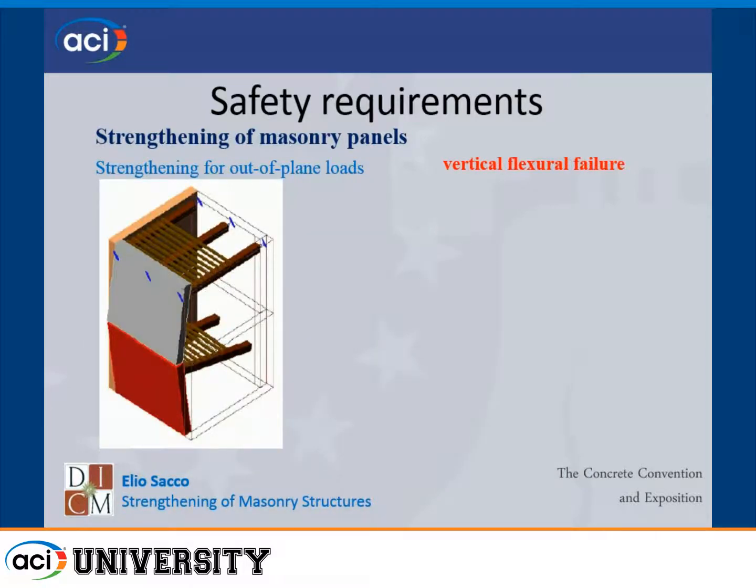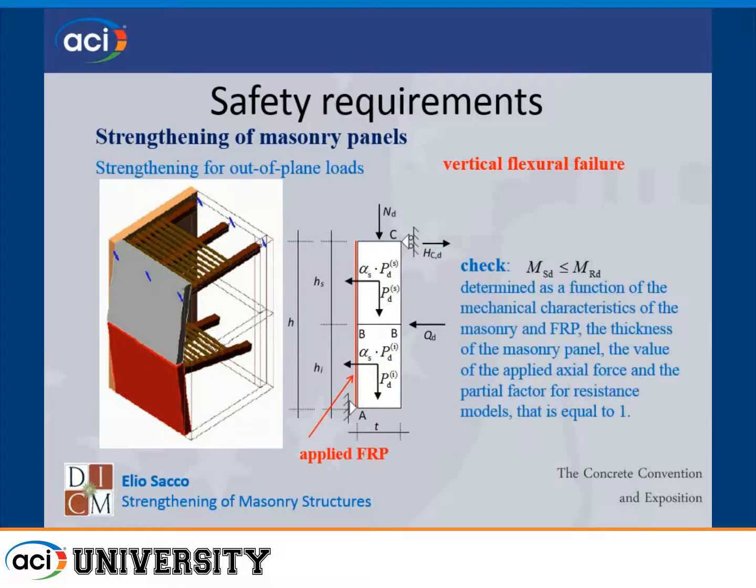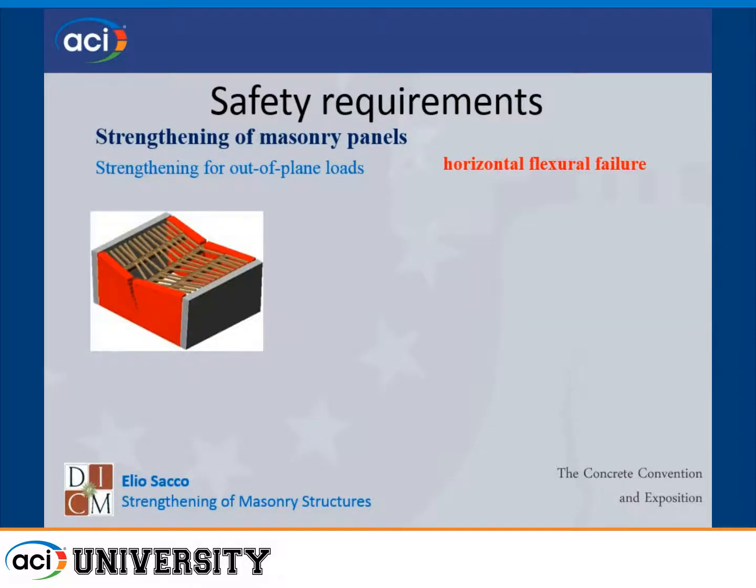Analogously, for vertical flexural bending, we can have this kind of mechanism that we have seen before. And also in this case, this is very similar to a picture that Gustavo presented. We can find the right reinforcement just by checking the bending moment required versus the bending moment that the structure resists. Also, horizontal flexural failure is included in the document for this kind of mechanism. And in this case, we have an arch effect.